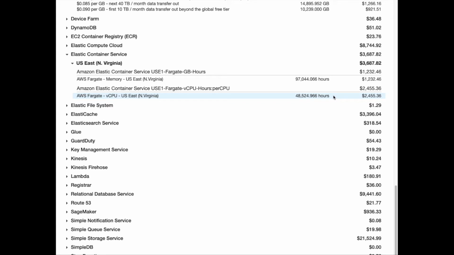So to validate this, you just add up the amount of memory that you're using in Fargate, multiply that by the billing rate, and that should come up with the number that you see here. And same thing with the number of vCPUs provisioned for your containers.